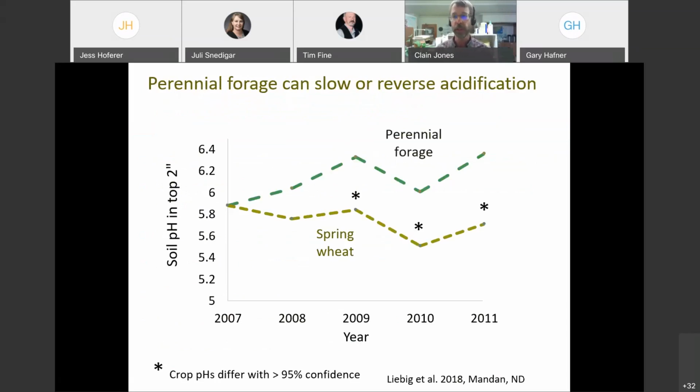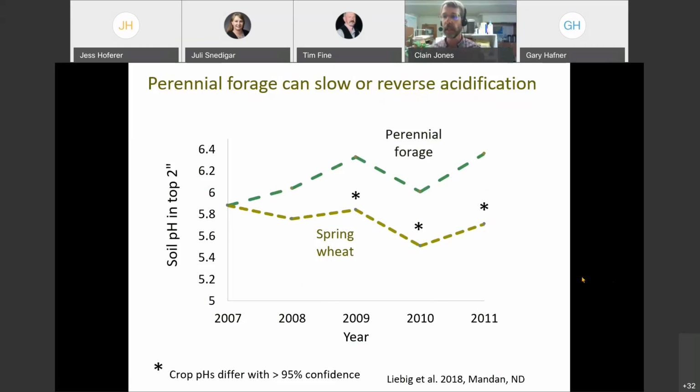Something else you can do is plant perennial forages. So perennial forages in this study in North Dakota from 2007 to 2011 gradually increased the pH compared to continuous spring wheat, which gradually decreased the pH. So by the second year of this study, there was actually a significant difference in pH between a perennial forage and spring wheat, and that seemed to grow as the study went on.